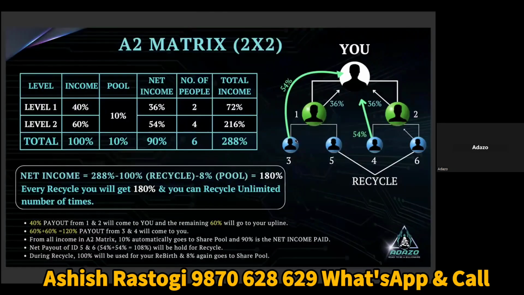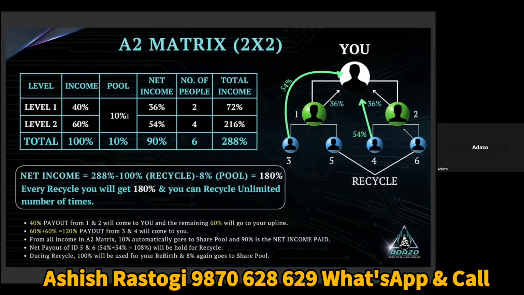Now, since we have two matrices, let me explain how the income is distributed in the A2 matrix. It is really simple. We have only six people, two in the first and four in the second level, and all the money is distributed here. In the first level, the percentage of allocation is 40%. The second level is 60%. So 40 plus 60, 100% of the distribution happens in these two levels itself.